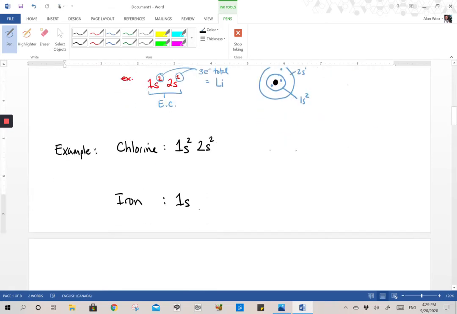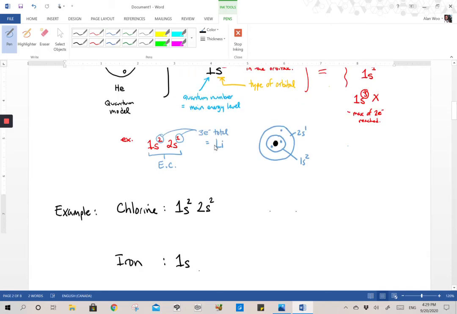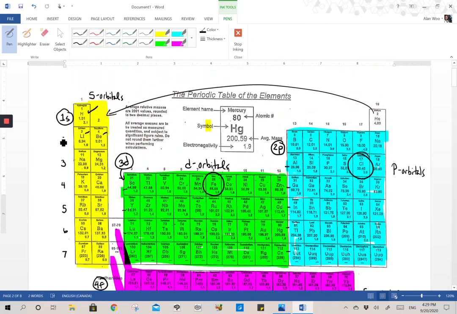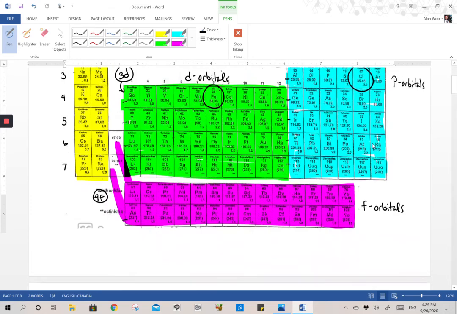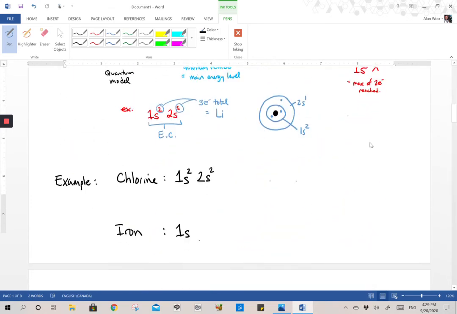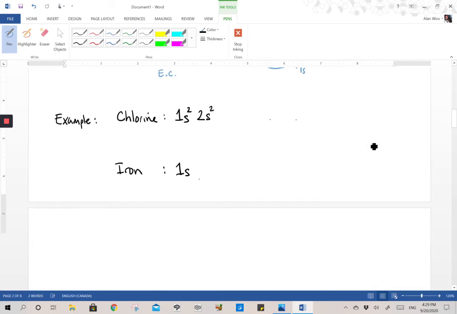So after 2s, where do you move to? You're going from atomic number 4 all the way to atomic number 5. From 2s2, you go to 2p1, 2p2, 2p3, 2p4, 2p5, 2p6. 2p6 is basically neon. After neon, you drop down another energy level to the 3s.